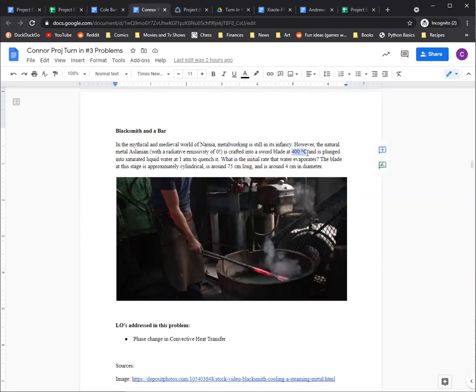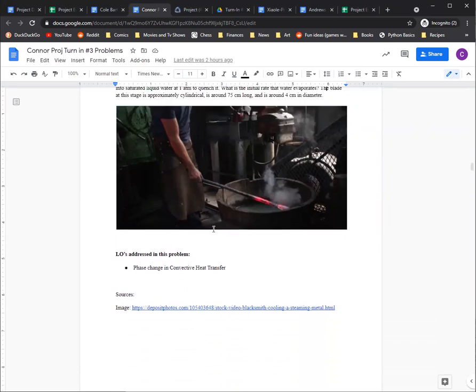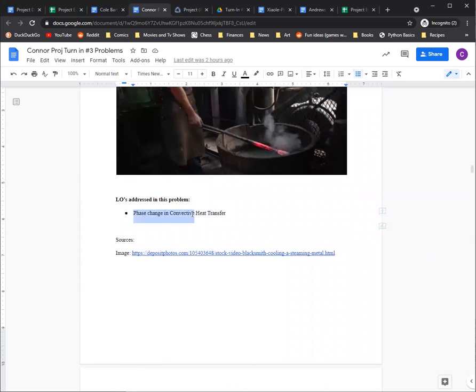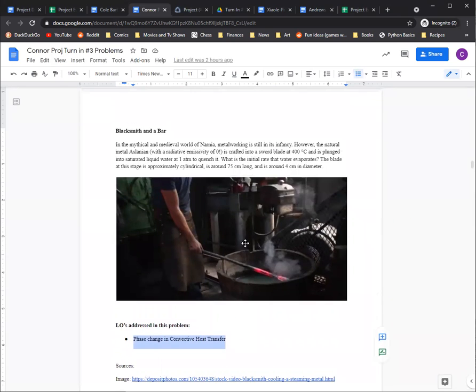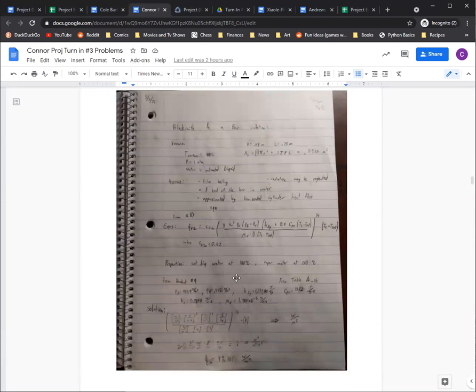It's about 400 degrees Celsius, and you're plunging it into water to quench it, and you just want to know the rate that the water is evaporating. And this just deals with the phase change and the convective heat transfer. So this is just the boiling equation. You're just going to use the film vaporization equation here.